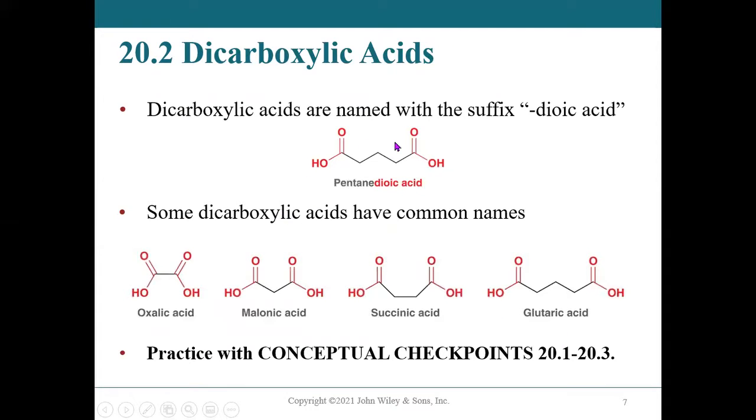Dicarboxylic acids are named with the suffix -dioic acid. Here is one example: pentanedioic acid. Some dicarboxylic acids have common names: oxalic acid, malonic acid, succinic acid, and glutaric acid.